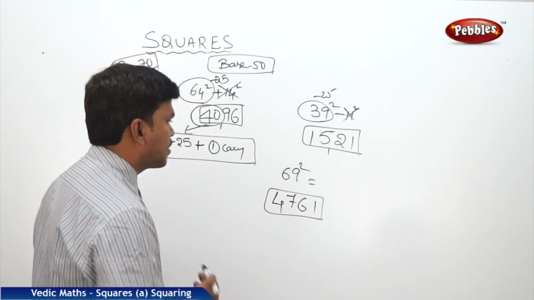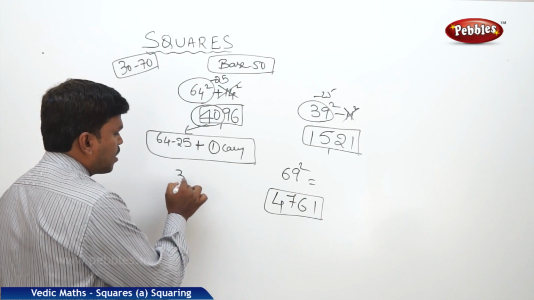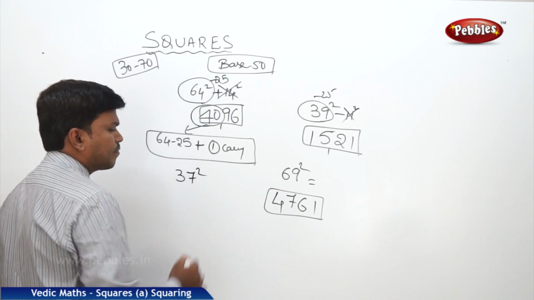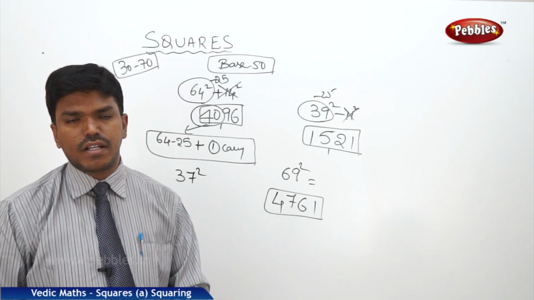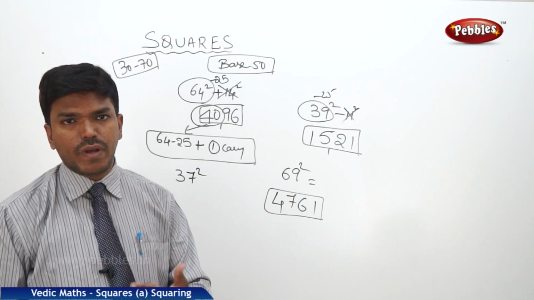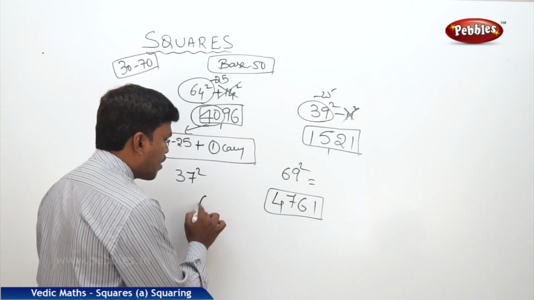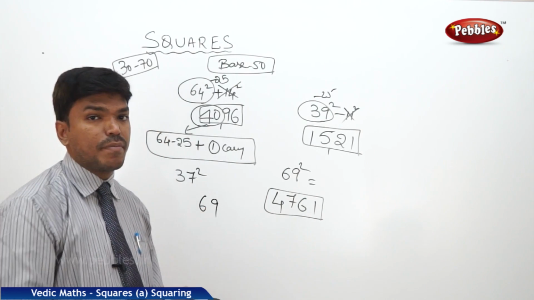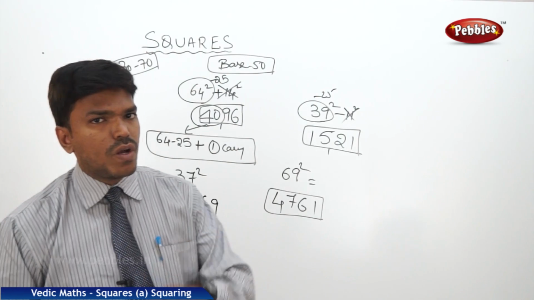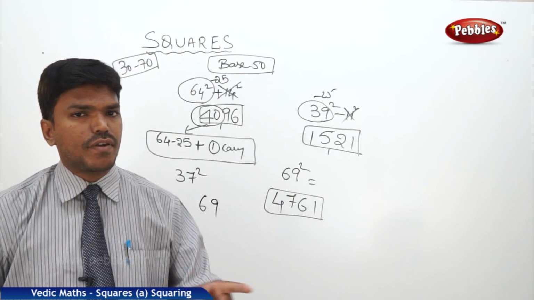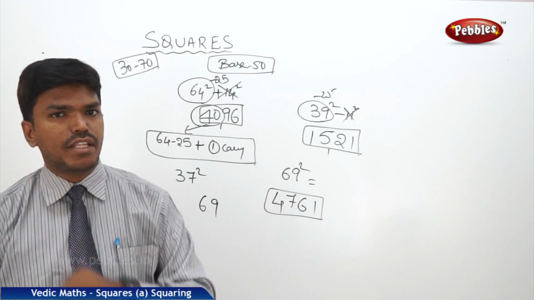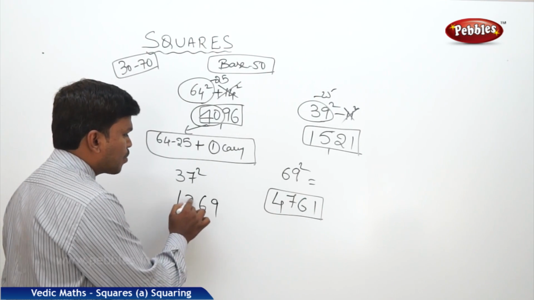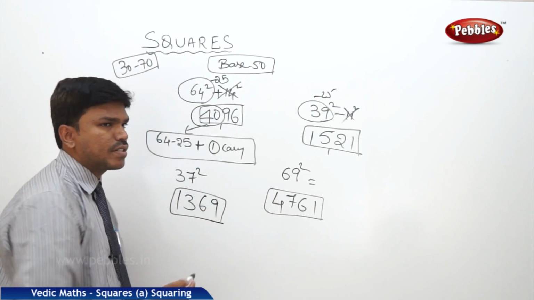Understand? One more example. I need 37 square. Compare with the 50. Less. How much less? 13. 13 square. 169. Drop 69. 1 will be the carry in your mind. Now 37 minus 25. 37 minus 25 is how much? 12. 12 plus 1 carry in the mind. 12 plus 1, 13. So what is 37 square? 1369.